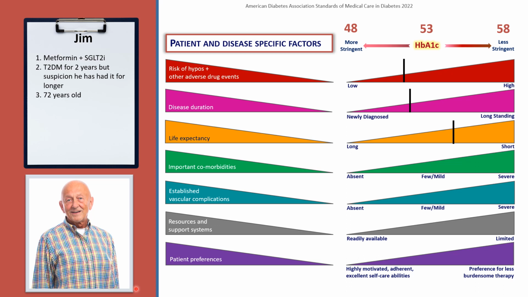Next one, important comorbidities. Well, he's got hypertension and he's got angina as well. So again, we're going to push those comorbid conditions up a little bit. Oh, there's the angina popping up. That's his established vascular complication.